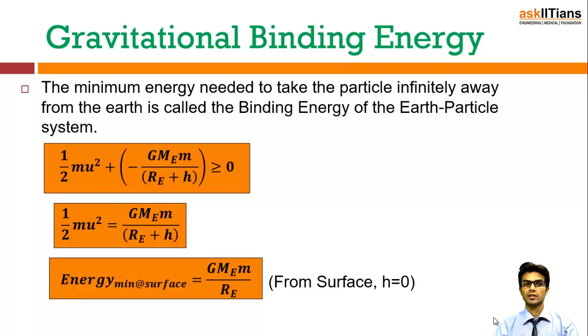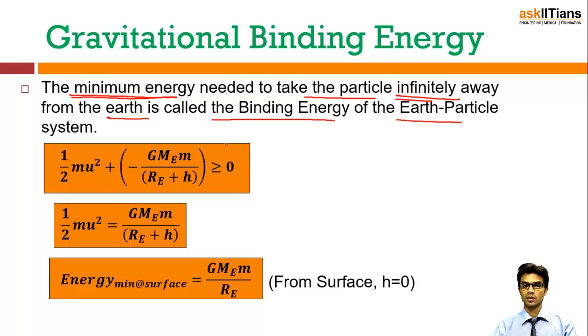Hello students, welcome back. In the previous part we studied escape velocity. Now we are going to study gravitational binding energy. The minimum energy needed to take the particle infinitely away from the earth is called the binding energy of the earth-particle system. Here we are trying to throw an object infinitely away from the earth, away from the field of the earth.